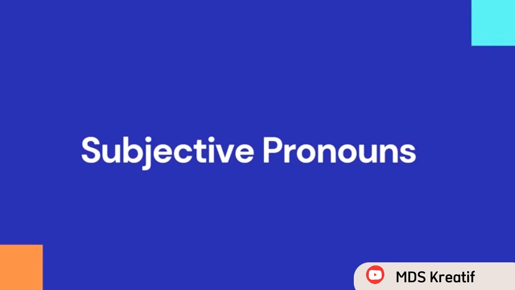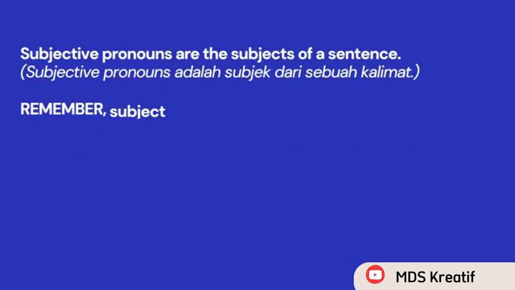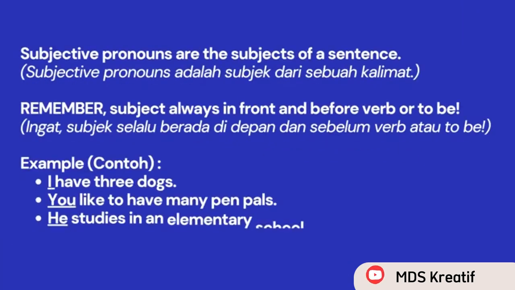Subjective pronouns. Subjective pronouns are the subjects of a sentence. Remember, the subject is always in front, before the verb or to be. For example, I have 3 dogs. You like to have many pen pals. He studies in elementary school.